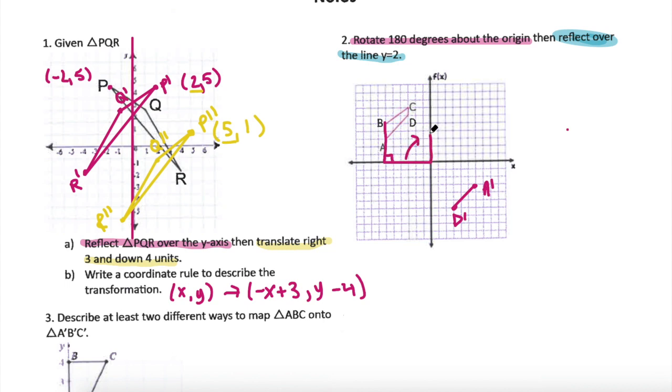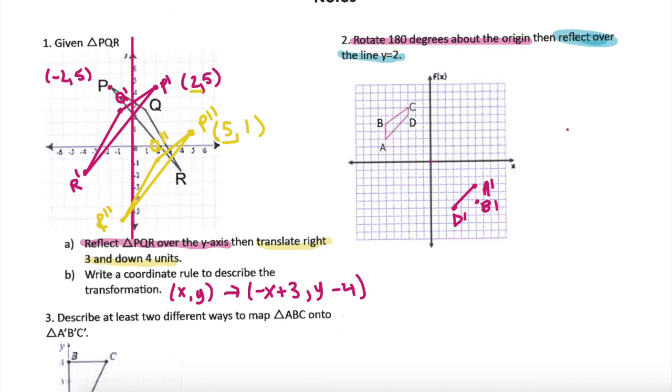And that's going to rotate. So it's now going to go up 6, to the right 5. And it's going to rotate one more time, and it's going to go to the right 6. And then it's going to go down 5. And there is our point B prime.